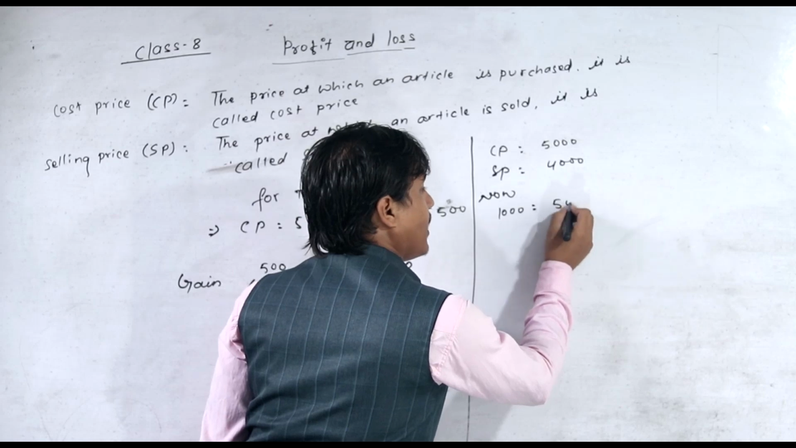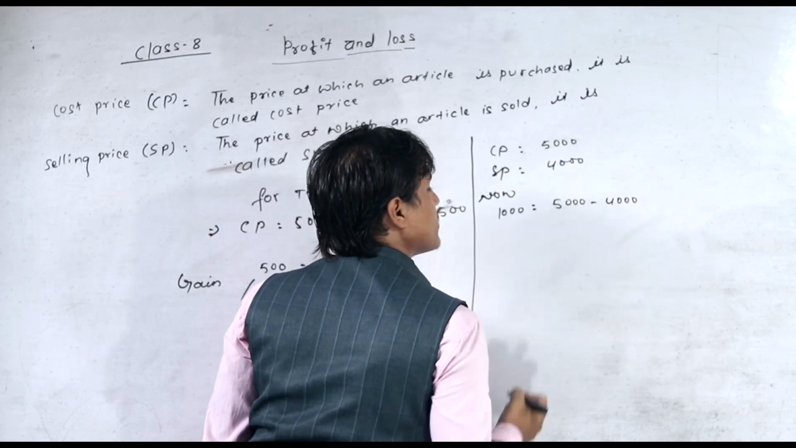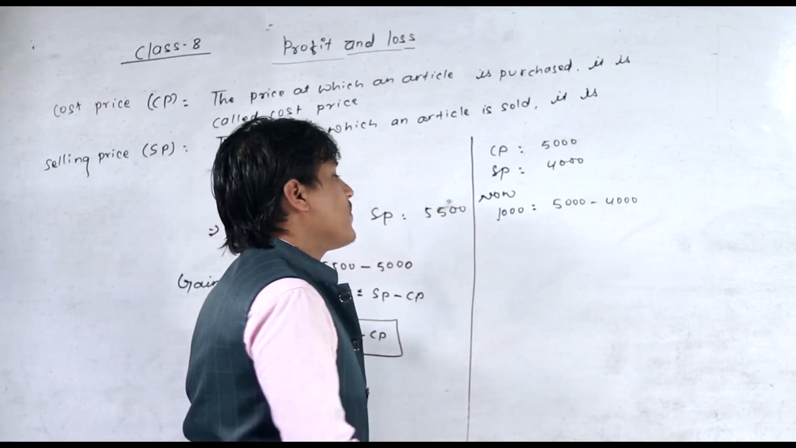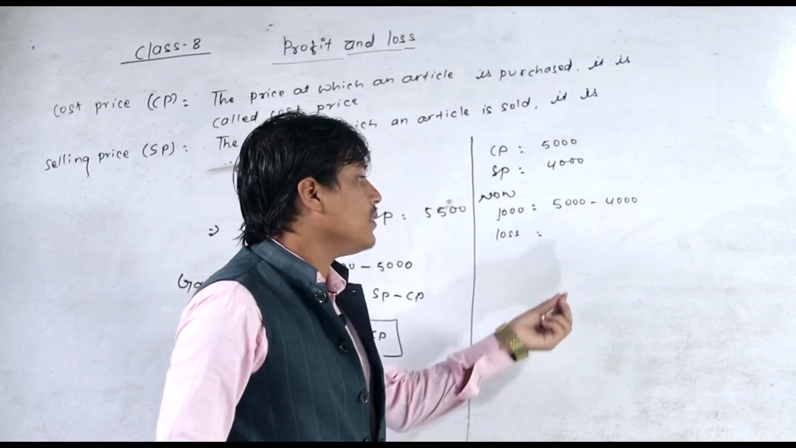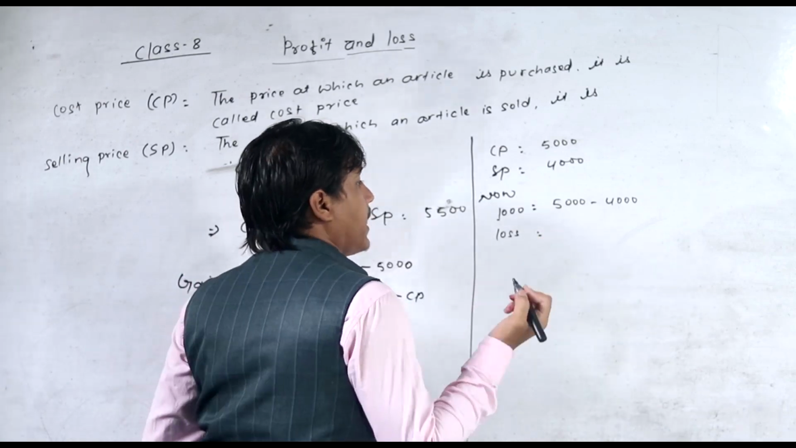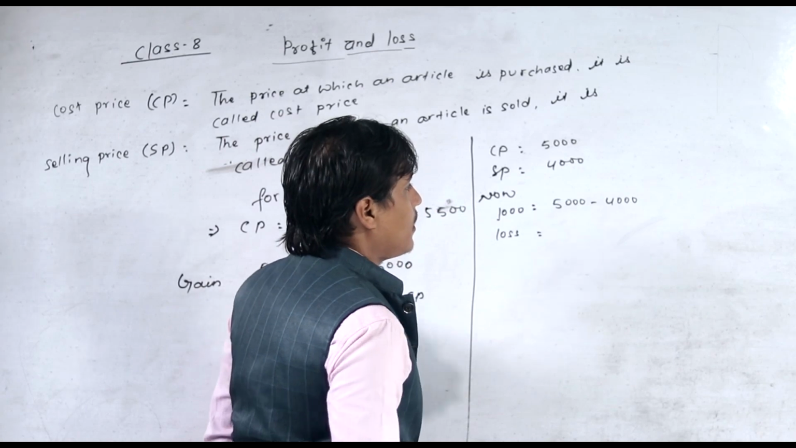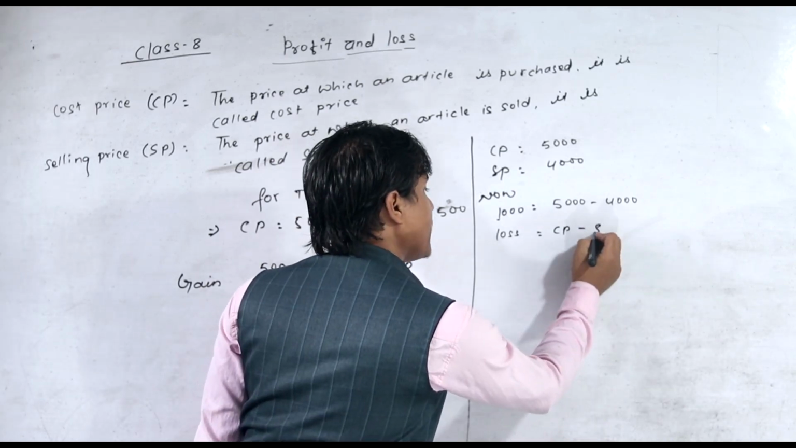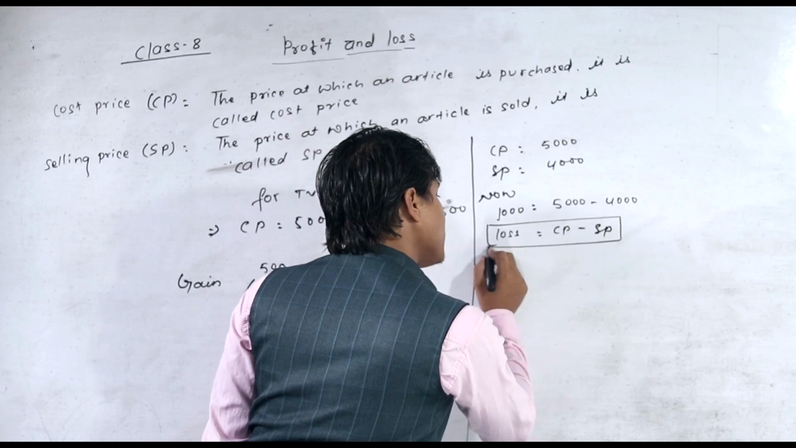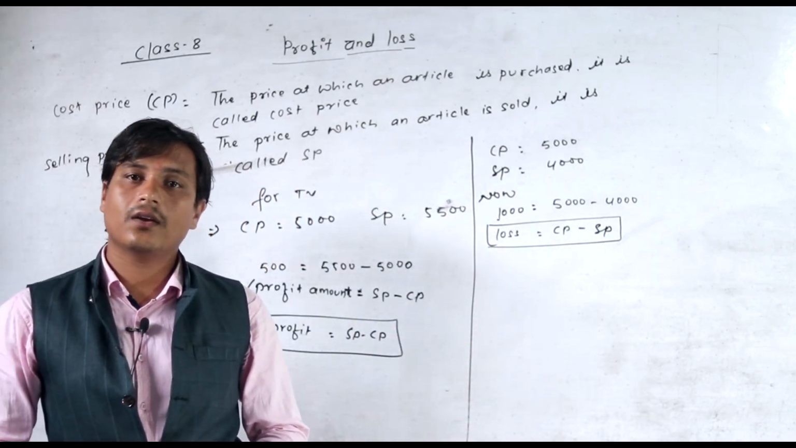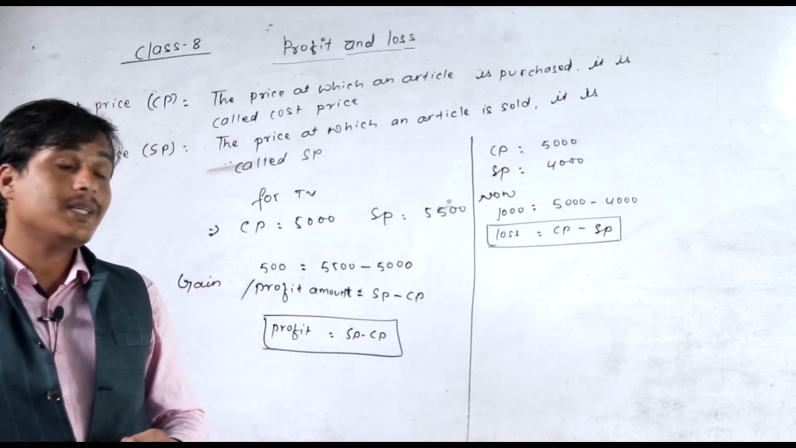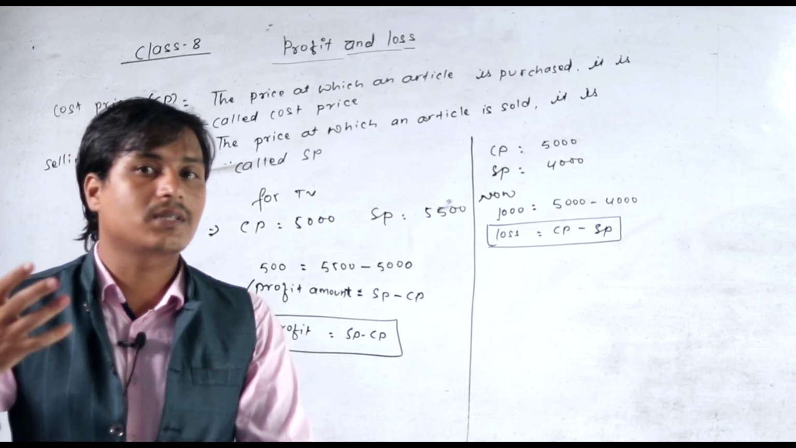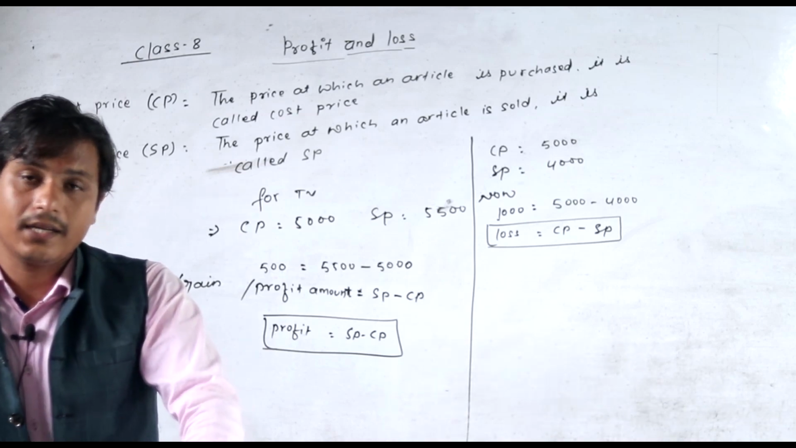So 5,000 minus 4,000, that amount is your loss amount. So loss is equal to 5,000, which is your initial amount that you have to pay, okay, 5,000 is your CP minus 4,000 is your SP. We can also formulate loss. What is loss? Loss is the decreased amount that you got after selling an article or an item.